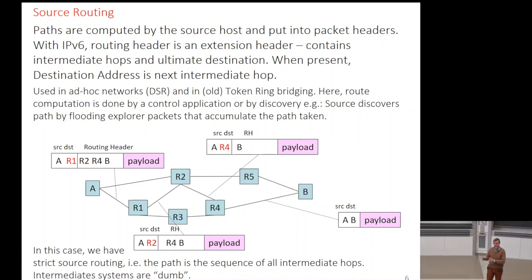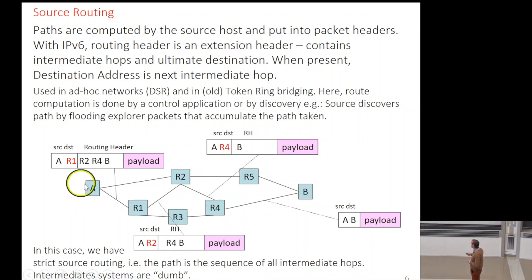This is a very primitive form of routing that has the benefit that the intermediate systems have very little to do. They need to process the packet headers, but they don't need to know what they are doing. They don't need to know which directions packets are going. So there is no routing protocol between the intermediate systems. Of course, there's a price to pay.